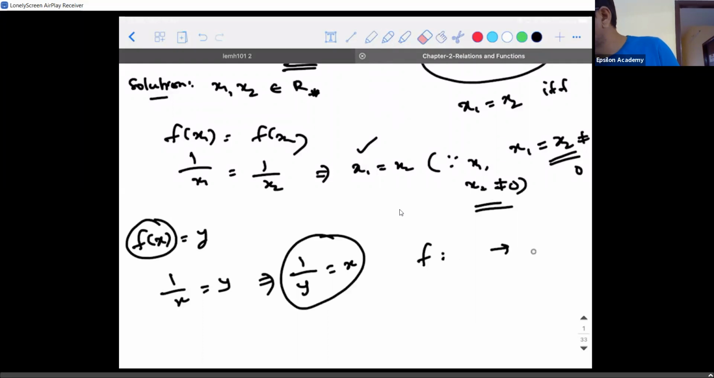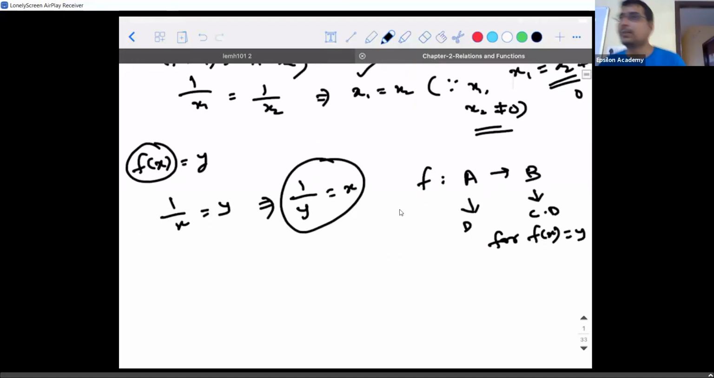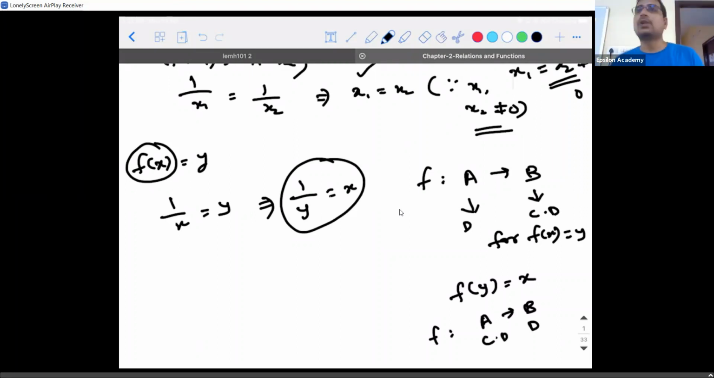Understand it well. If I write f is mapped from A to B, this is the domain and this is the codomain for which function? For f of x. f of x is nothing but y. Now, if you have f of y is equal to x, then f is mapped from B to A, the same sets are there. Then this will become the domain and this will become the codomain for f of y is equal to x. That is called the inverse.